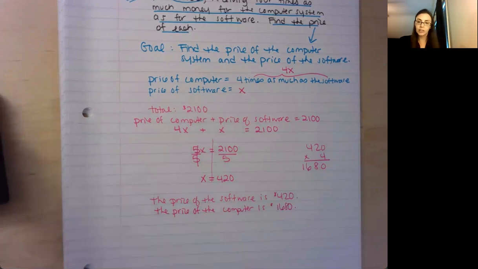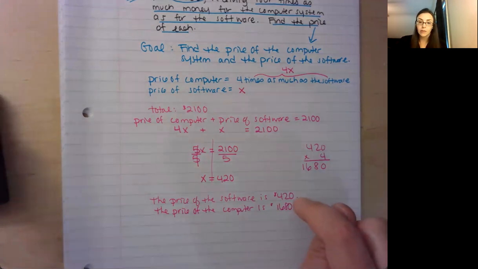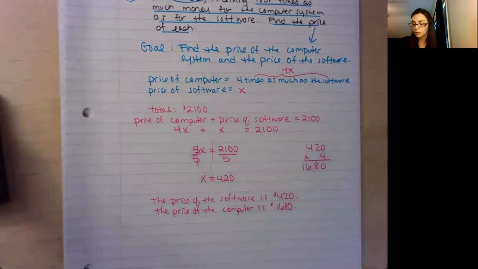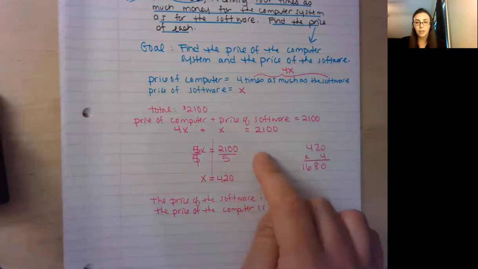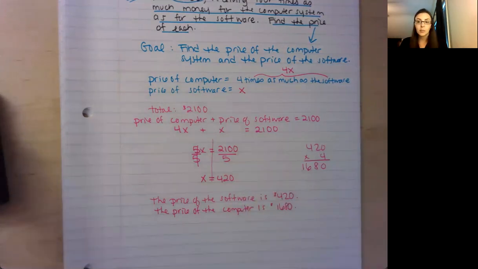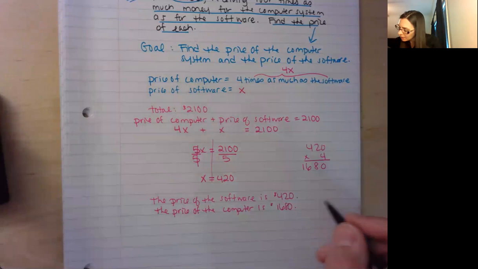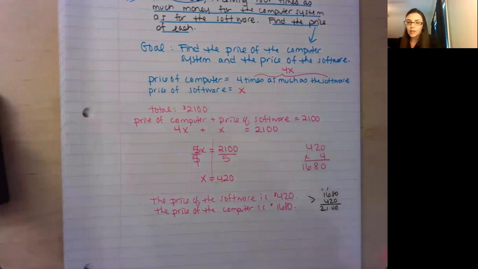Now, one thing I forgot to check in the last one is to make sure my answer makes sense. This one does. My numbers are both positive, which is good. They're both pretty high, which is good too, because the total cost was 2,100. It's a large number. Computers are pretty expensive. Software can be pretty expensive. So these numbers seem reasonable. I do have that one number is 4 times the other. And the other thing I can check is if I add these together, I should make sure I actually get that total, and I do. So that's another great way to check this problem.